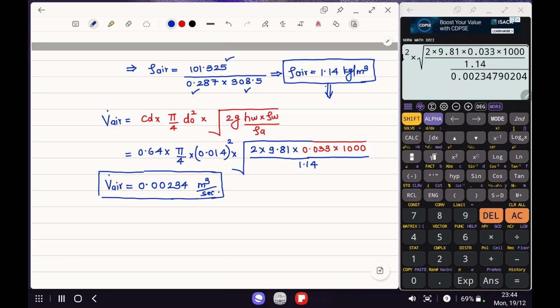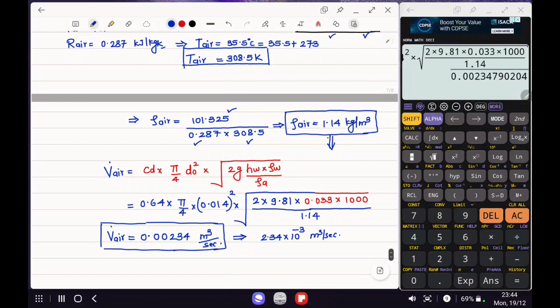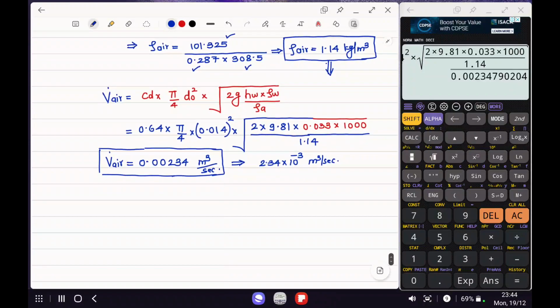Or sometimes it is possible your calculator might provide you the answer like this: 2.34 into 10 raised to minus 3. Remember, it is one and the same quantity. The unit will be the same, meter cube per second. So now you have V dot of air, you have rho of air. So ultimately now you can calculate the mass of air.